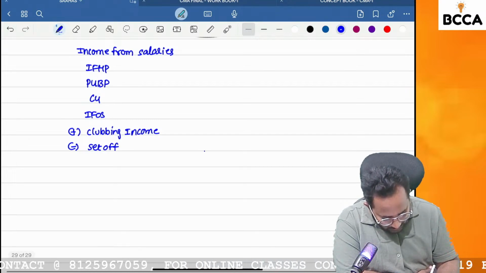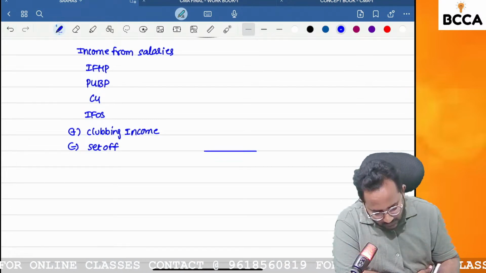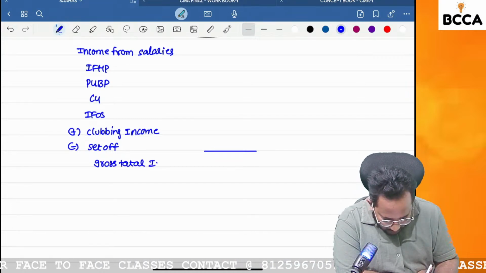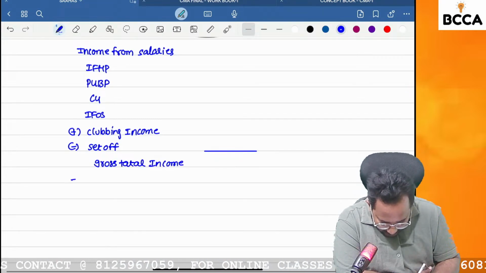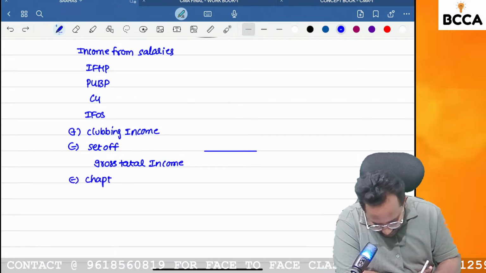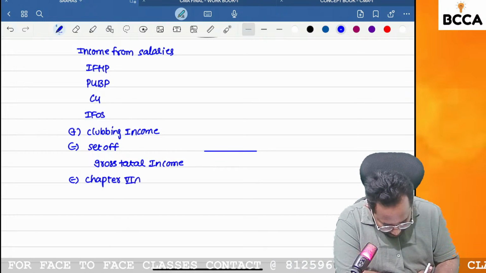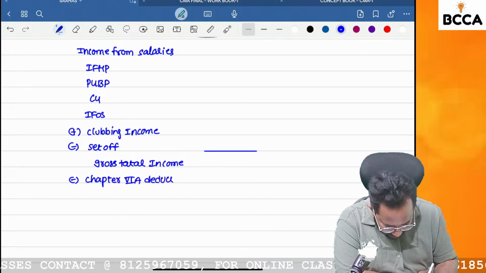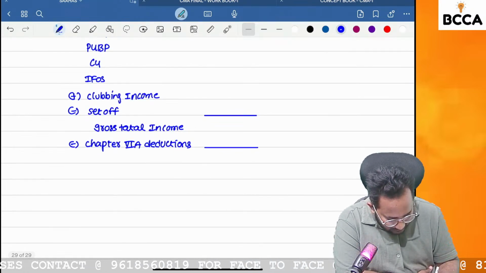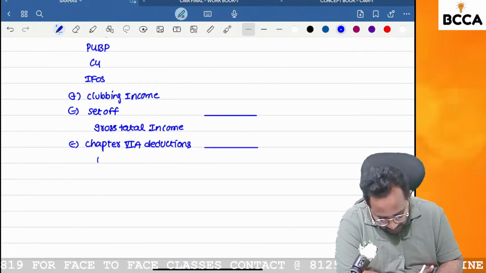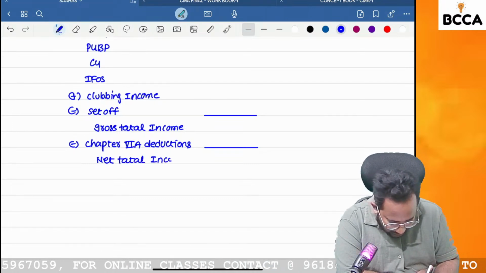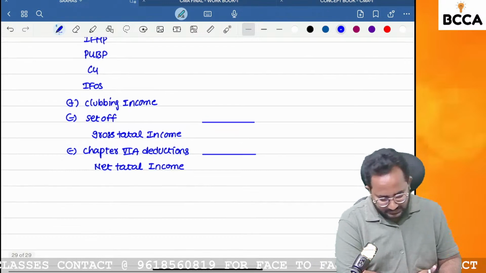Finally, you will get gross total income. From this gross total income, we can reduce the Chapter 6A deductions. Then you will get net total income, or we can call it taxable income, or just total income.